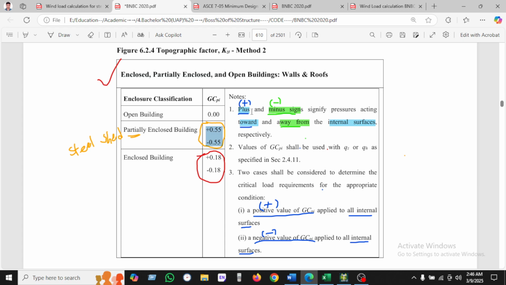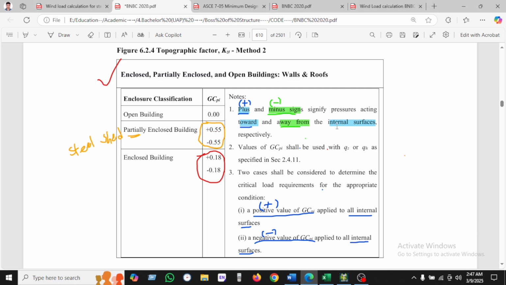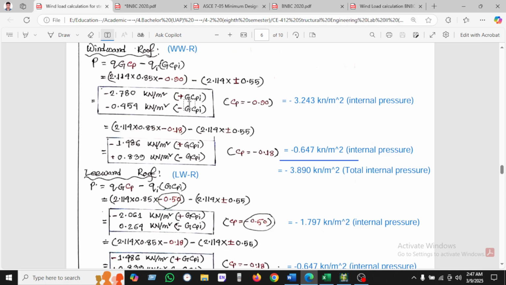GCpi value. We've been seeing the plus sign is toward the internal surface, and the minus sign is away from the internal surface. This is the toward, so it will be external, and this is the internal surface or negative value. Toward the negative value. This is the minus side. So that's why you have been using these two types of value. We have found 0.50 and found toward negative value, and we have been seeing this negative value in the windward roof.